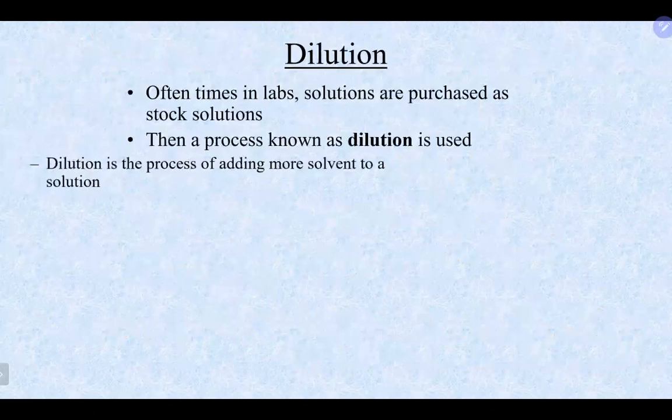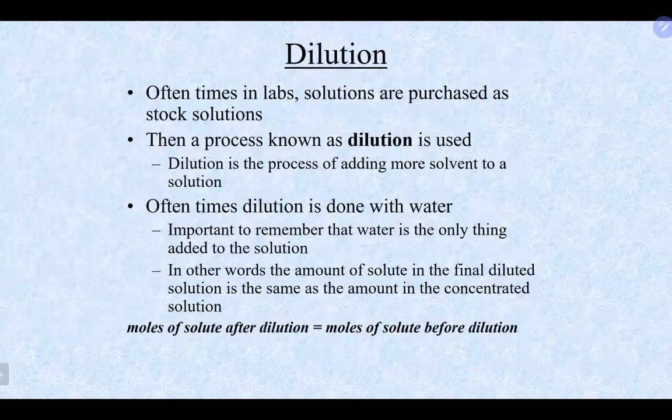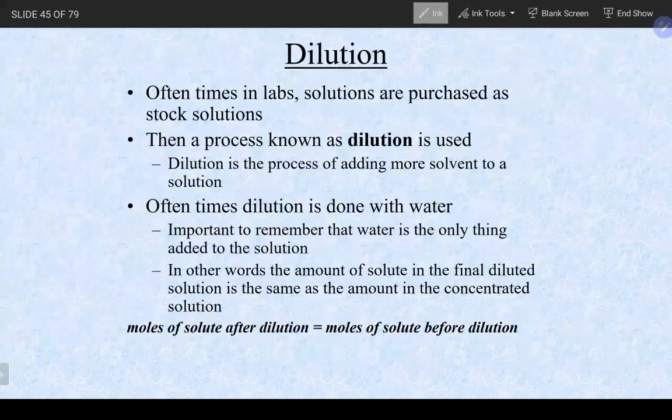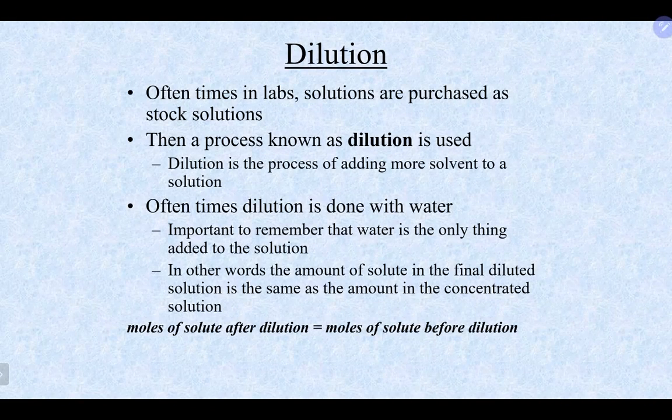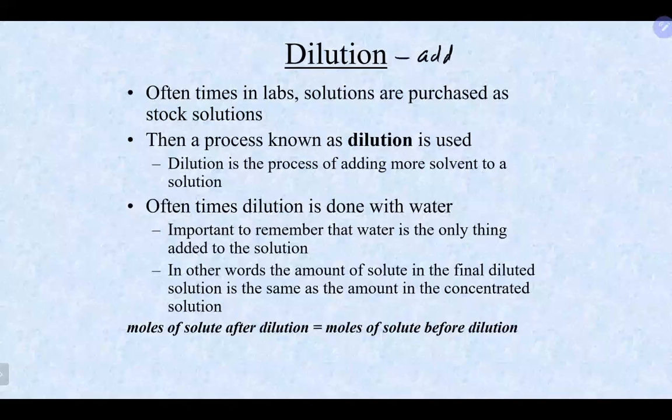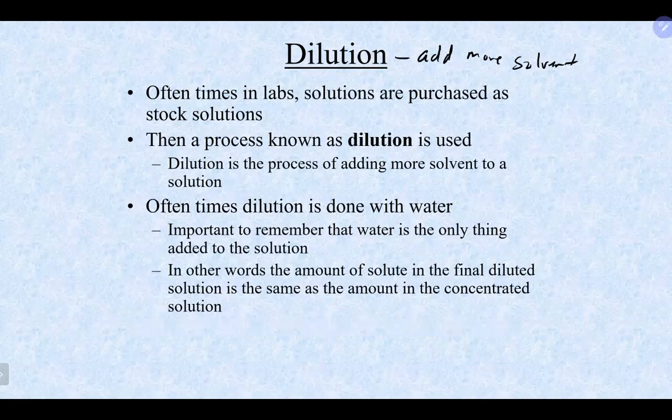So the next thing we're going to talk about is dilution. Oftentimes a lot of solutions do come as more concentrated solutions, as we talked about before, and a lot of times we will use them in a more dilute fashion, like we do see in the lab. When we do a dilution, the only thing that we're doing is adding more solvent. As we talked about, a lot of times the solvent is water, but it doesn't always have to be water, though in a lot of cases it really is. And the reason we do a dilution is to create a less concentrated solution than what we started with.